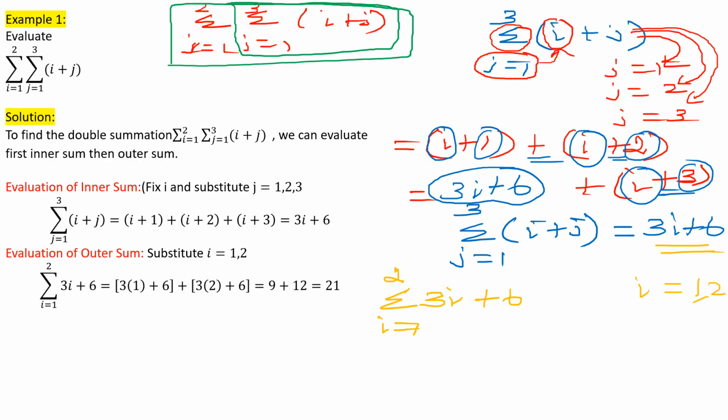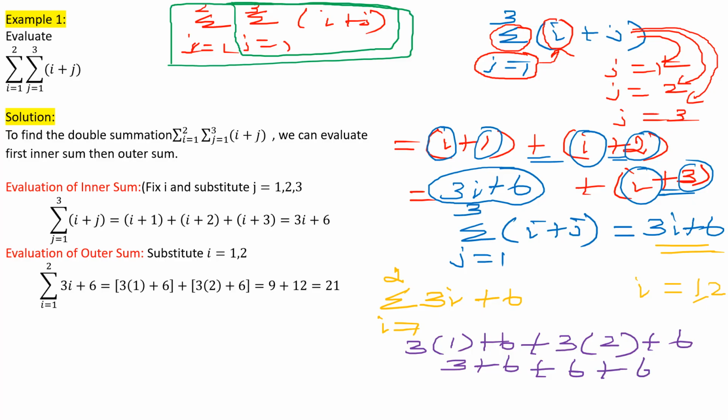What do I have to do? I have to replace i first by 1, so 3 times 1 plus 6. Then, as I said before, summation means plus 3 times 2 plus 6. So 3 times 1 is 3, 3 plus 6, plus 3 times 2 is 6, 6 plus 6. This gives you 21 as the final answer. So this double summation value is equal to 21.